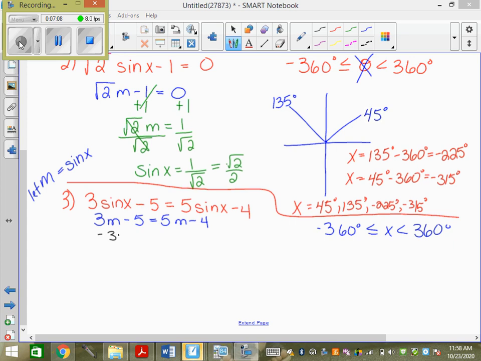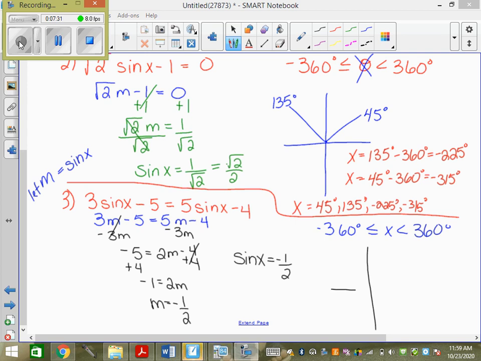Subtract 3m. Negative 5 equals 2m minus 4. Add 4. Negative 1 equals 2m. M equals negative 1/2. And m is actually sine x. So sine x equals negative 1/2. Here and here, which is 210 and 330.